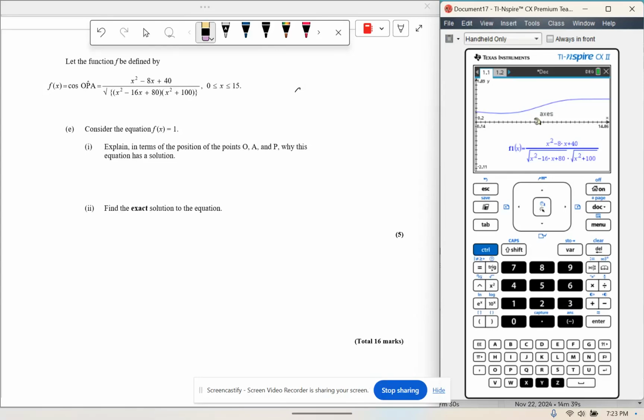Okay, let the function f be defined by f of x equals the cosine of OPA, and then we have our function that we have graphed. It needs to be on the interval from 0 to 15. It's weird, but okay. It says consider the equation f of x equals 1. So now we have a horizontal line, f of x equals 1. Explain in terms of the position of the points O, A, and P why this equation has a solution.